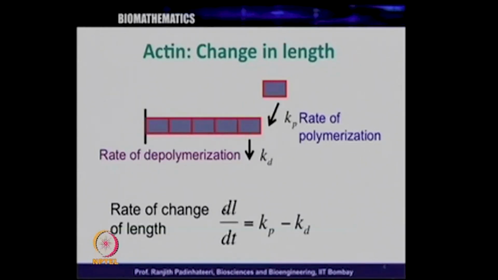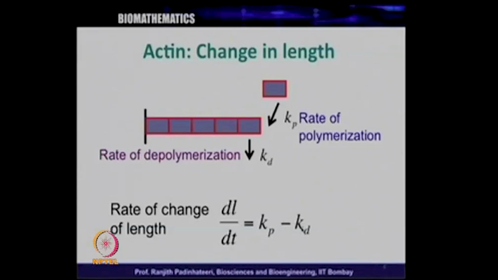So the L is the number of monomers, in this case 1, 2, 3, 4, 5 here. How does this length, which is expressed in the number of monomers, change? The length of this now is 5 monomers. So how does this change with polymerization and depolymerization? That is depicted by this equation, which is dL by dt equals Kp minus Kd.